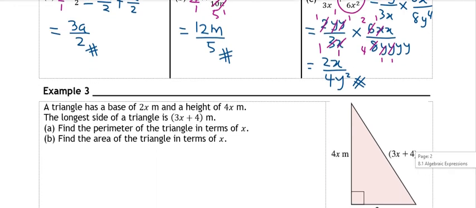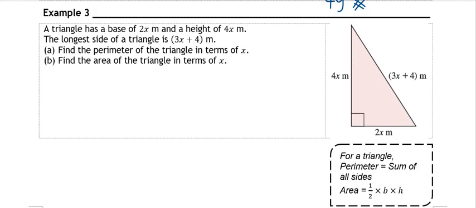Okay, next, last but not least, example number 3. A triangle has a base of 2x meters and a height of 4x meters. The longest side of the triangle is 3x plus 4 meters. For question A, you have to find the perimeter of the triangle, and for part B, you have to find the area of the triangle. So let's start with the perimeter. Perimeter, basically, you just have to add everything, right? You have to sum all sides.